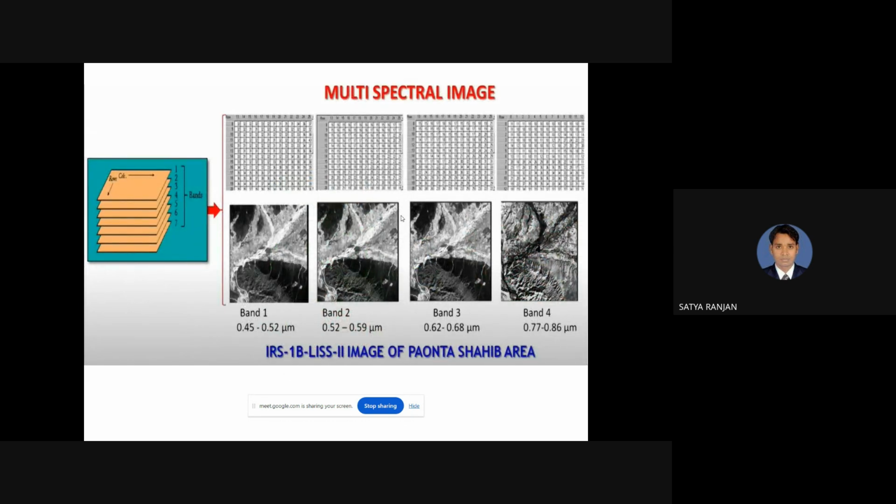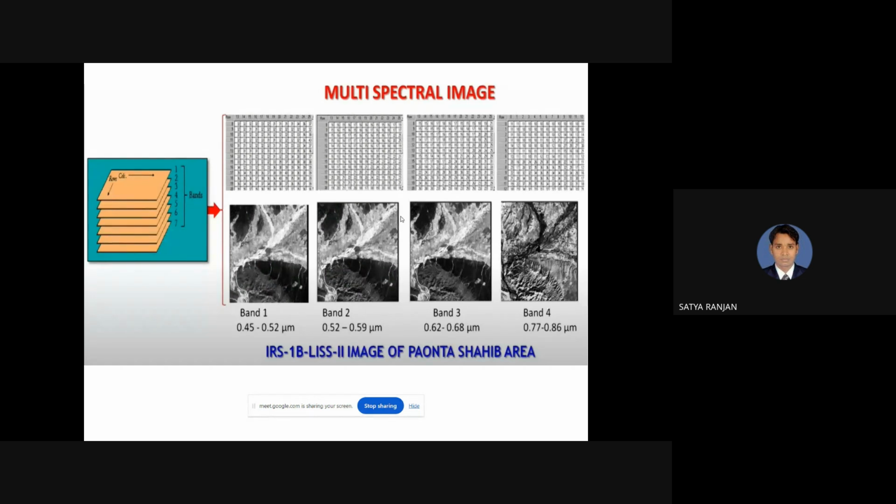Then the multispectral image. If more than one spectral band is used in the satellite images, then it is called a multispectral image. For extraction of some features or for different applications, we use color images. Sometimes it is not possible to extract some areas with a black and white image. That is why we use multicolor satellite images, that is, multispectral images. Generally we use 3 to 4 bands, and each band has a different spectral wavelength.